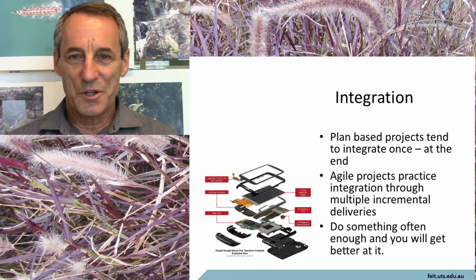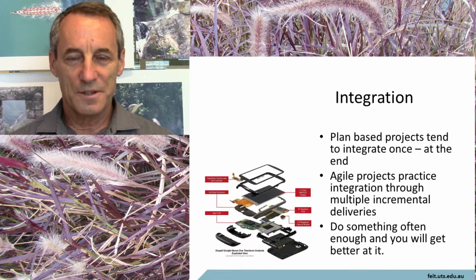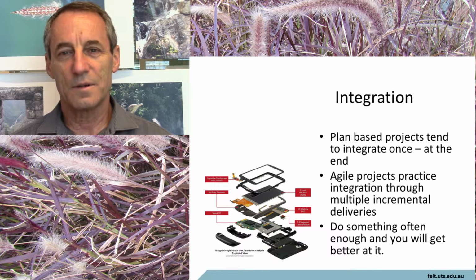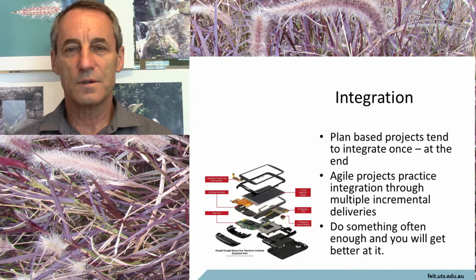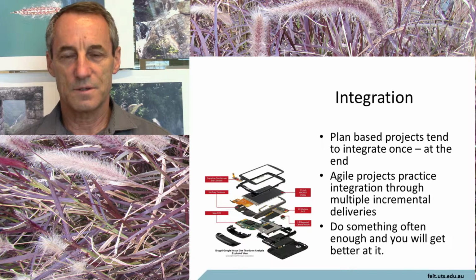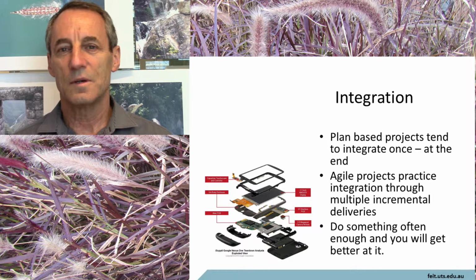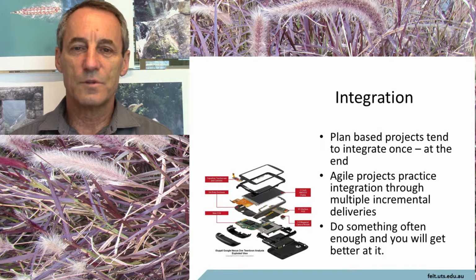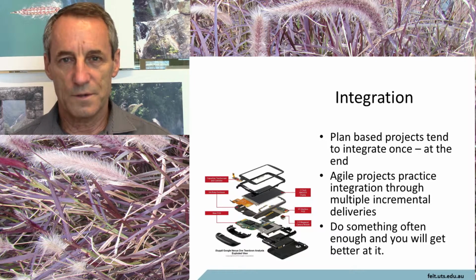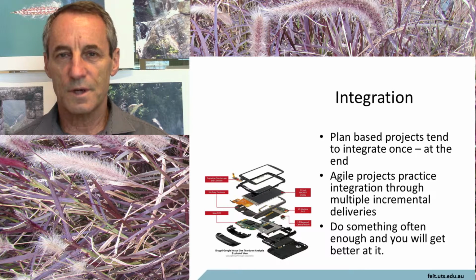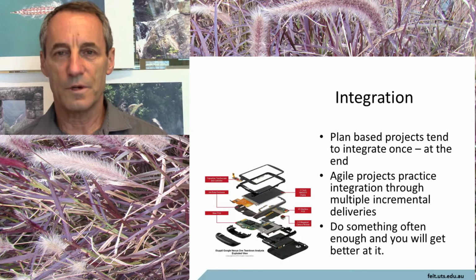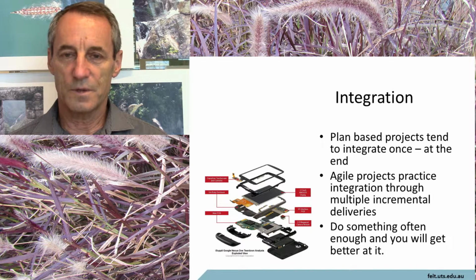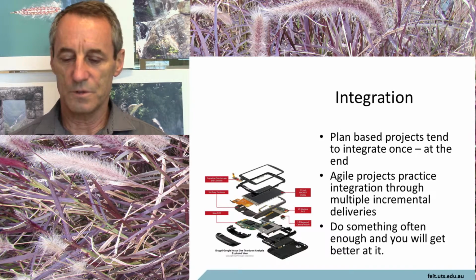Now, there is no magic answer for integration. The answer that an Agile method provides is that you're going to be doing a lot of integrations. That is more than one, probably 5 or 6 or something of that nature. Now, if you do something often enough, you'll get better at it, you'll get practice at it, and you will understand what mistakes have been made, and you'll overcome those. So integration, or the problems of integration, is something that an Agile approach allows us to deal with.